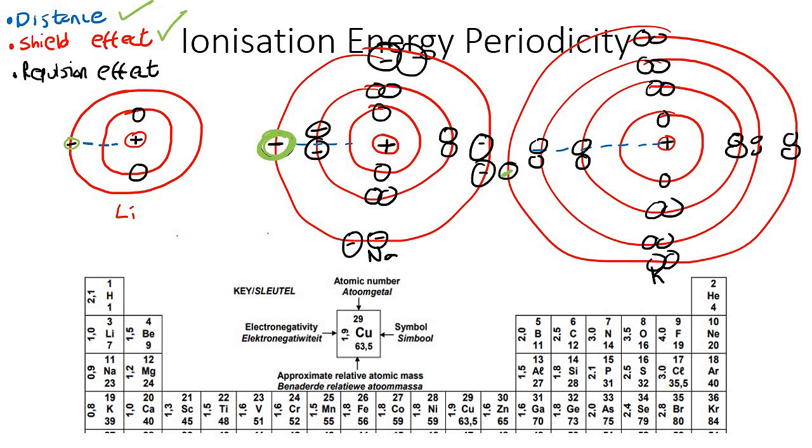Okay, so we looked at that. The next one is the repulsion due to the electrons on the inside. Now, this electron over here is being bullied a little bit.